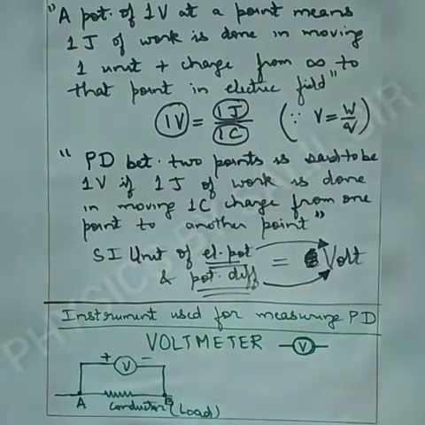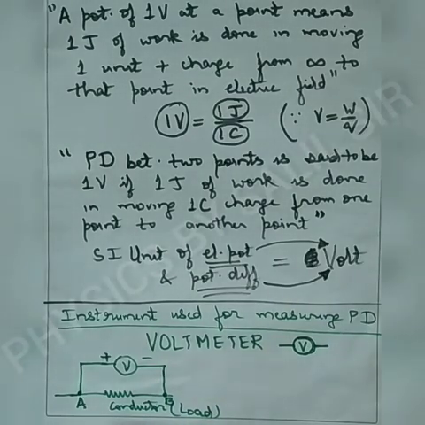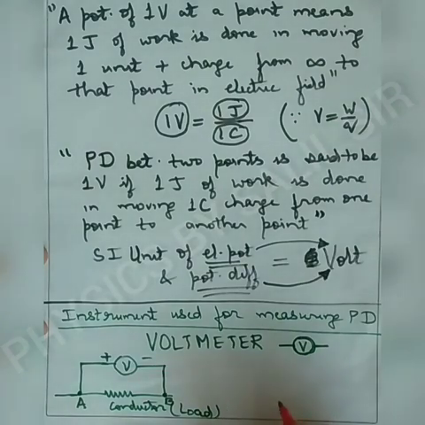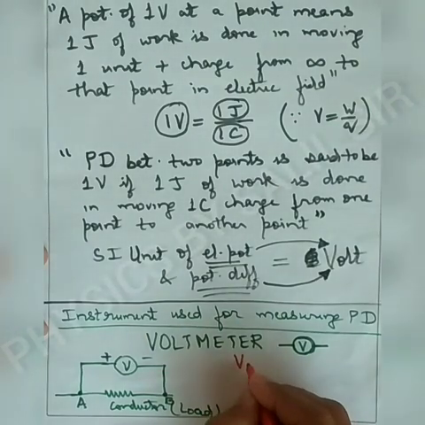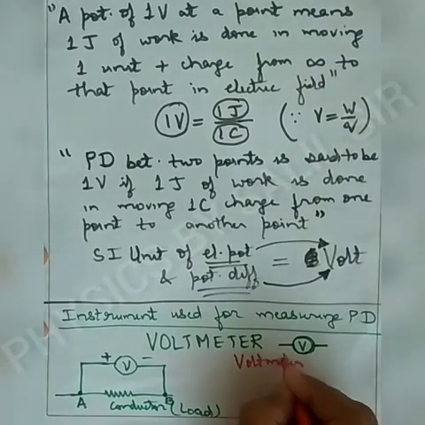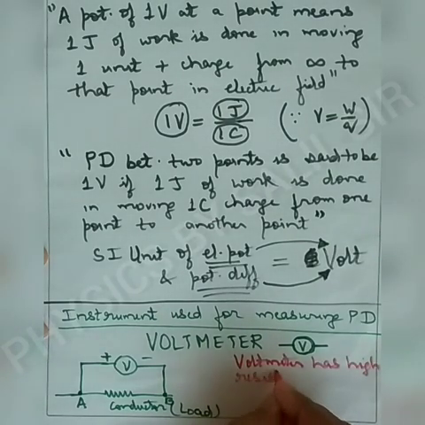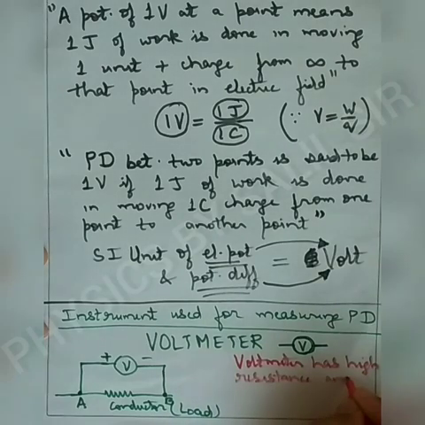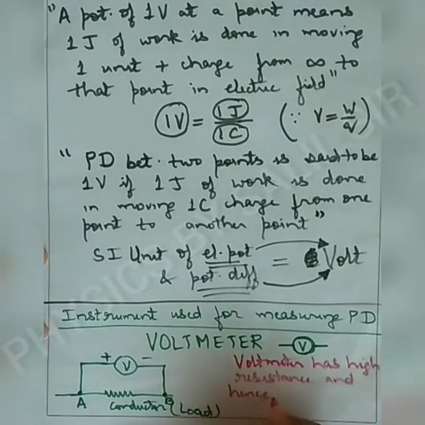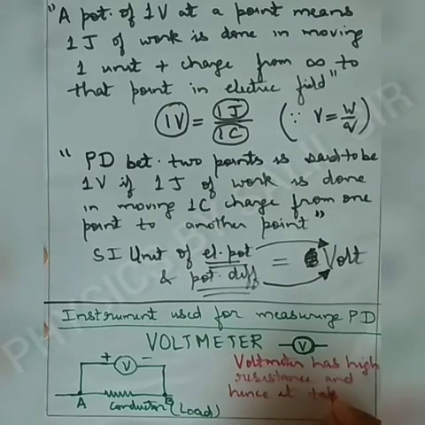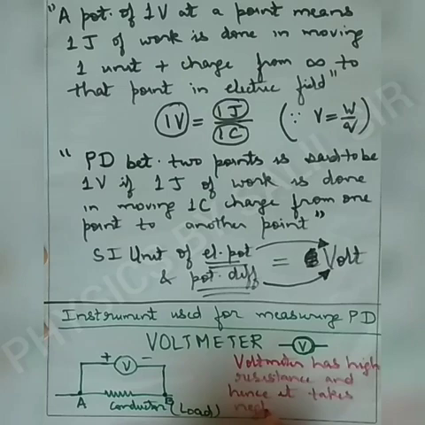And why is the voltmeter connected in parallel? This question can be asked in your board examination. It is connected in parallel because the voltmeter has high resistance and hence it takes negligible current from the circuit.